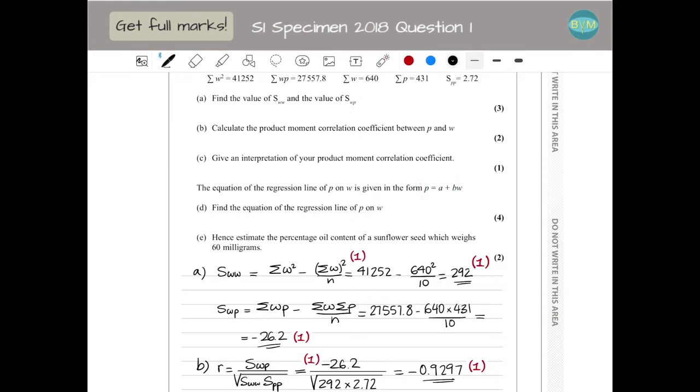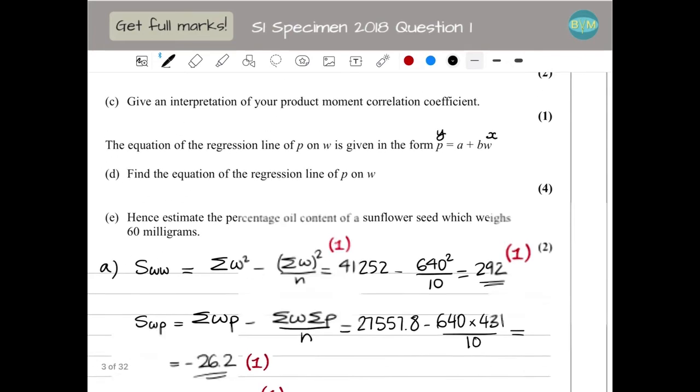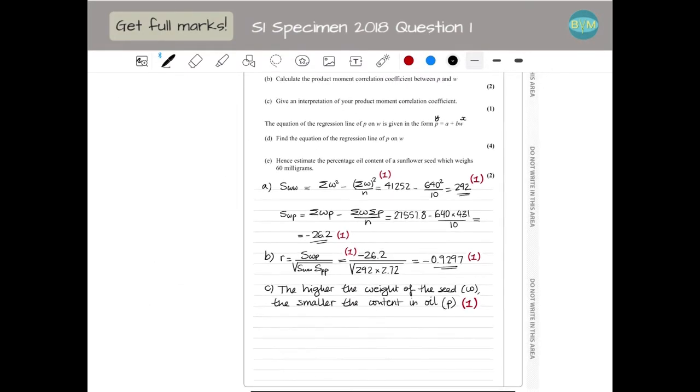So that means that our independent variable, our x, is W, and our dependent variable, the y, is P. And you have to have this clear, because otherwise you can use the formulas in a wrong way. So they are asking us to find the equation of the regression line of P on W.